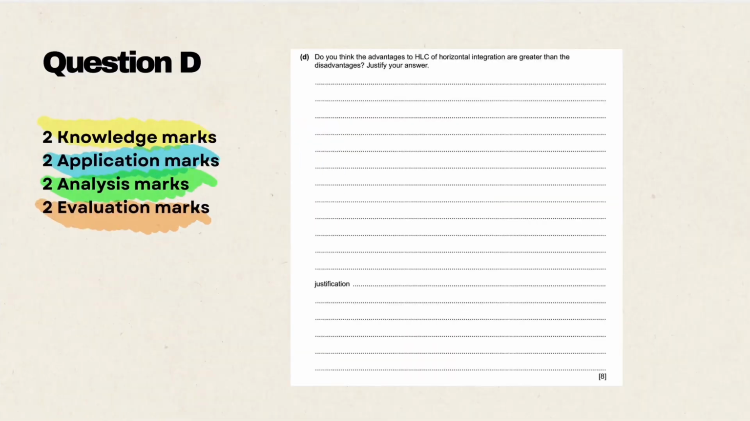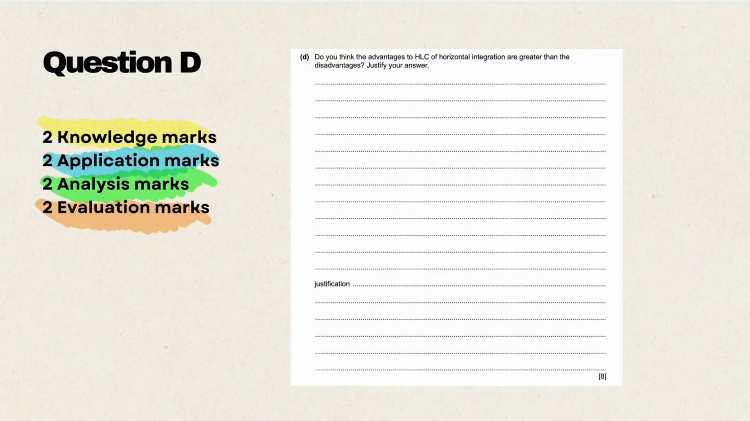And lastly, question D. And the allocation is as follows. 2 knowledge marks, 2 application marks, 2 analysis marks, and 2 evaluation marks. And you can see in this question here, it says, do you think the advantages to TGD of horizontal integration are greater than the disadvantages? So it's asking you for the advantages and the disadvantages, meaning there is 1 knowledge, application, and analysis mark for each advantage and disadvantage.